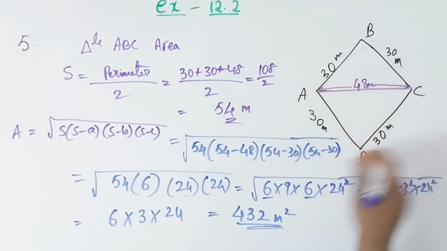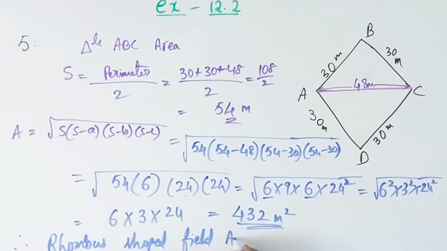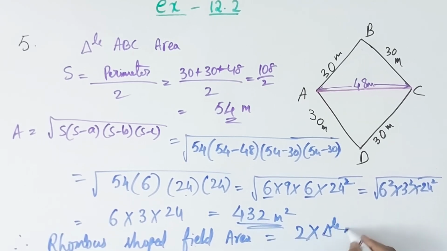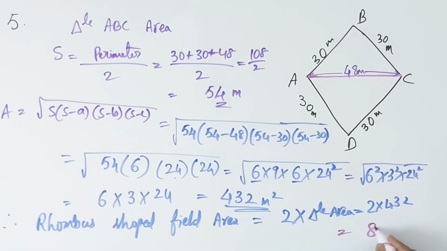Right? We want full field area. That means double of this triangle area. Right children? Therefore, rhombus shaped field area is equal to 2 into this triangle area. 2 into 432 children, this one equal to 864 meter square, children. This is only the field area, but they are asking how much area of grass field will each cow be getting.